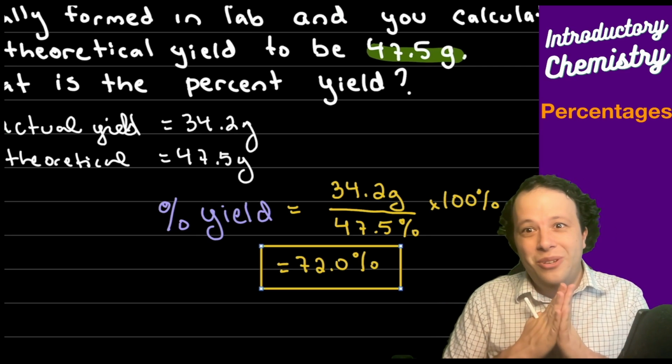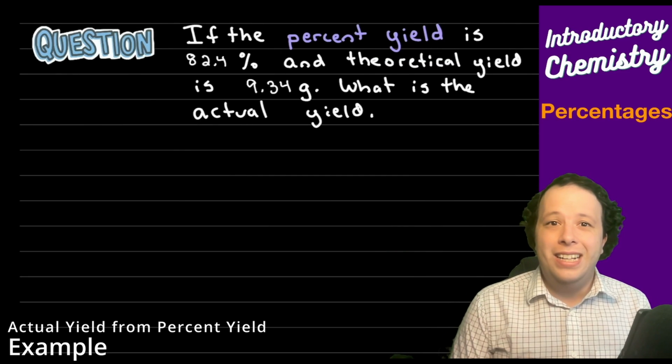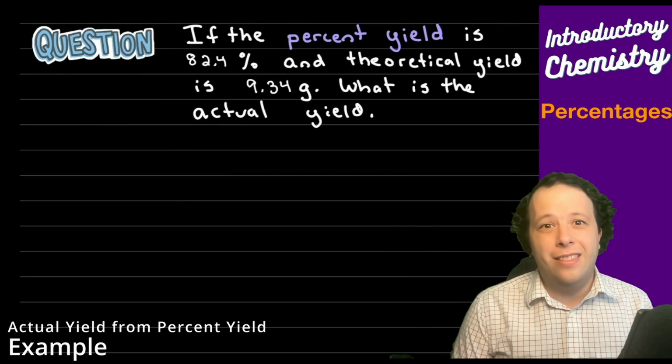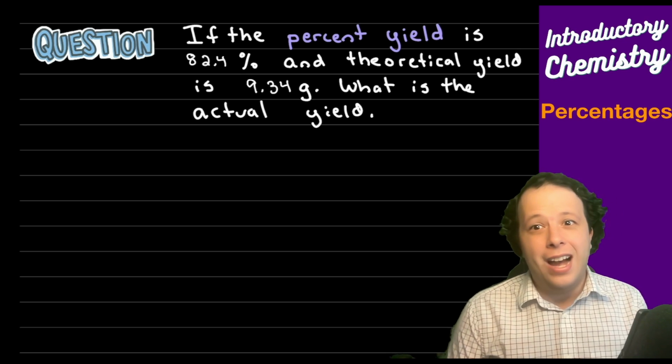All right, on to the next type of problem. If the percent yield is 82.4% and the theoretical yield is 9.34 grams, what is the actual yield?